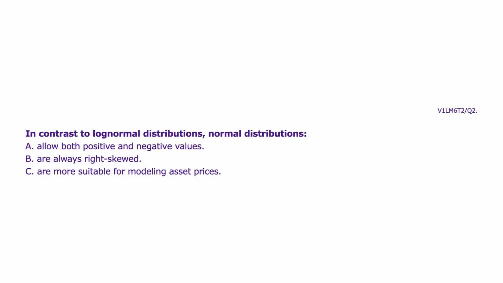In contrast to log-normal distributions, normal distributions: A. Allow both positive and negative values. B. Are always right-skewed. C. Are more suitable for modeling asset prices.